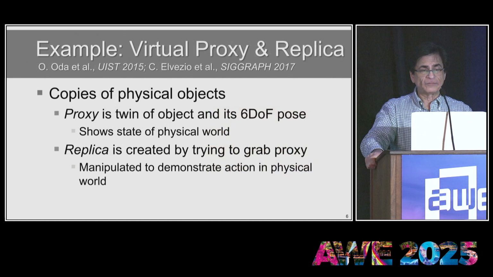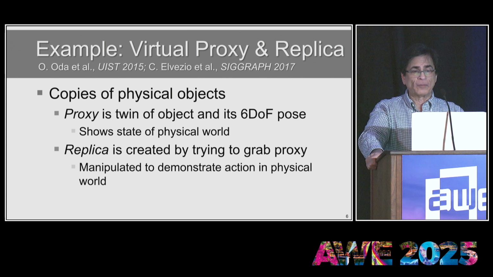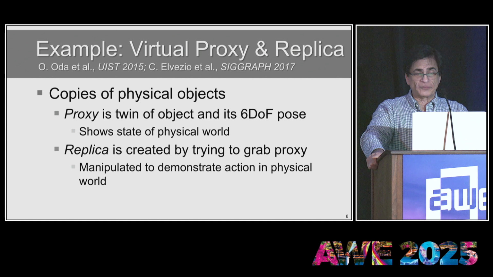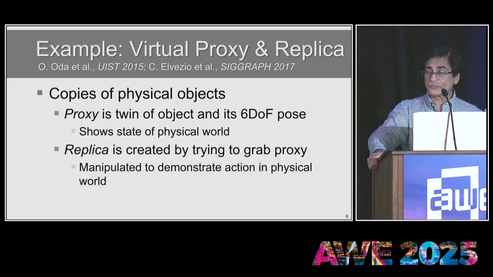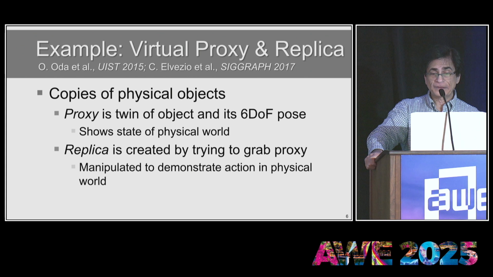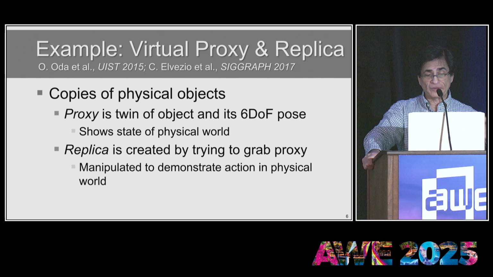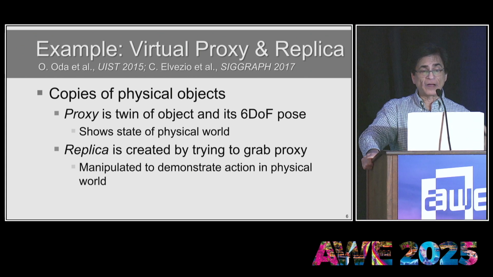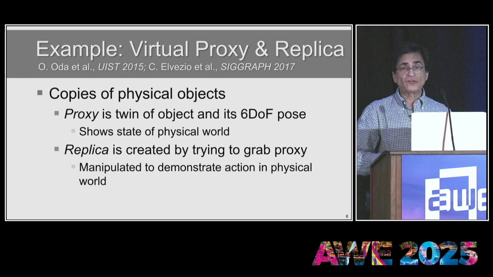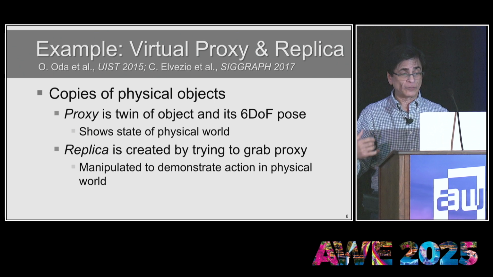And this is demonstrated in some work that we did a while ago, where the copies were copies of physical objects. A proxy is going to be a twin, think of it as a digital twin of its physical object and its full 6 degree of freedom pose, which means that the proxy or set of proxies can show the state of the physical world.